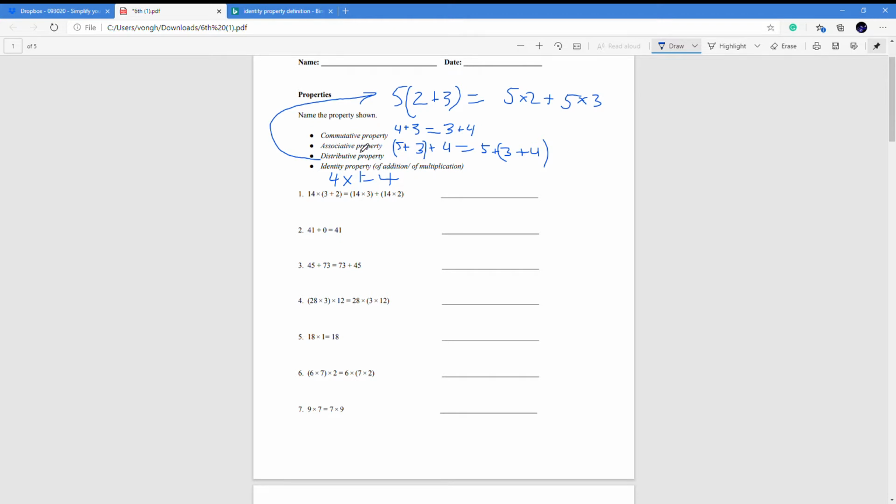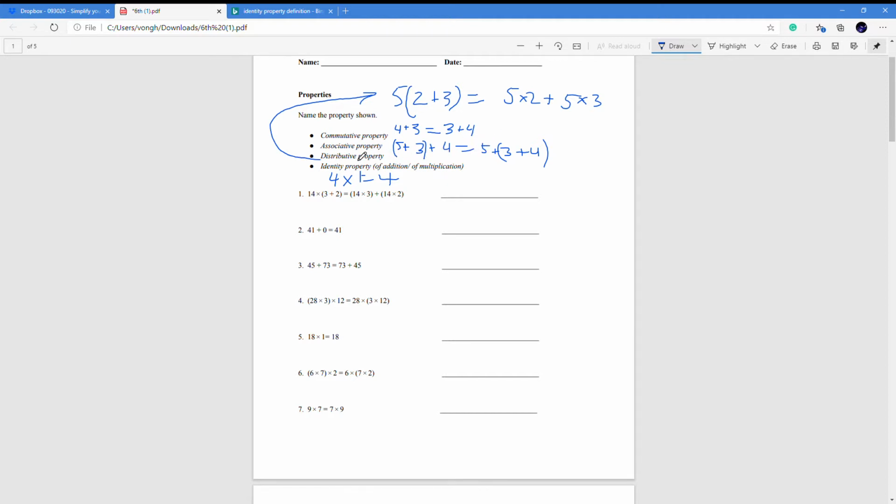So, commutative. The commutative property is basically when you have two numbers and you add them together, and on the other side you just switch the order of the numbers. So you go from 4 plus 3 to 3 plus 4. You just switch the order on the other side.